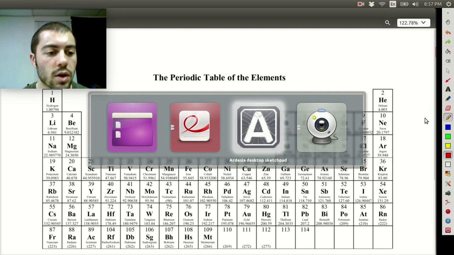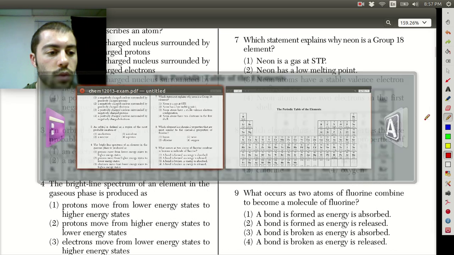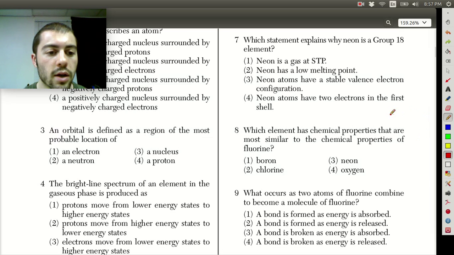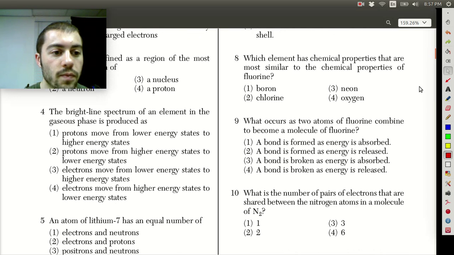So, sorry about that. So if we look at number 4 as well, neon has 2 electrons in the first shell. That doesn't really mean anything. Everything has 2 electrons in the first shell as long as it's past helium on the periodic table. So the answer here again is 3, because it's a noble gas. It has that full octet of 8 valence electrons. That's what's going to make the answer number 3.